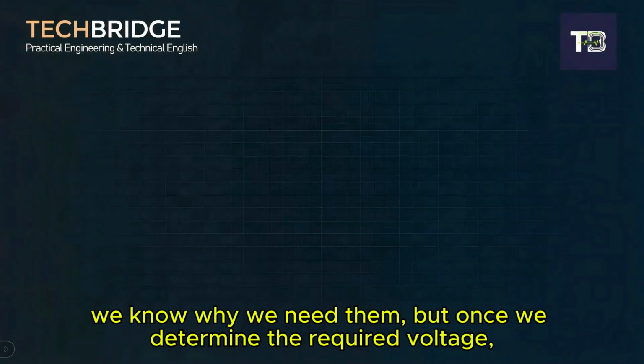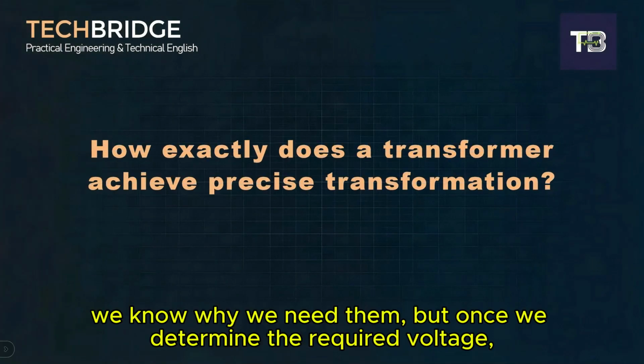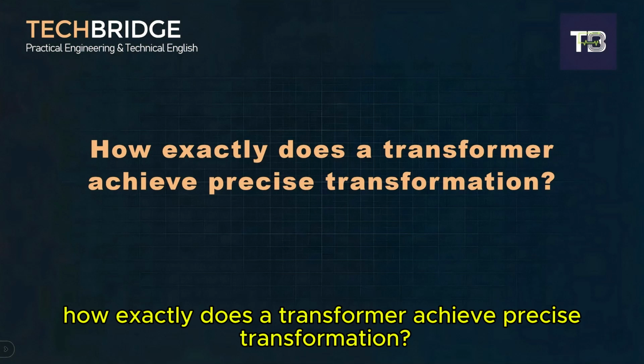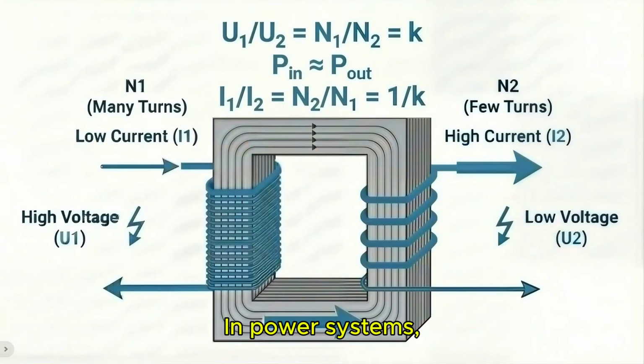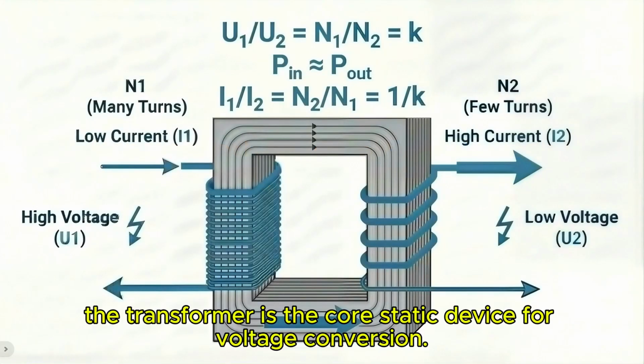We know why we need them. But once we determine the required voltage, how exactly does a transformer achieve precise transformation? Today, we break down the engineering logic. In power systems, the transformer is the core static device for voltage conversion.